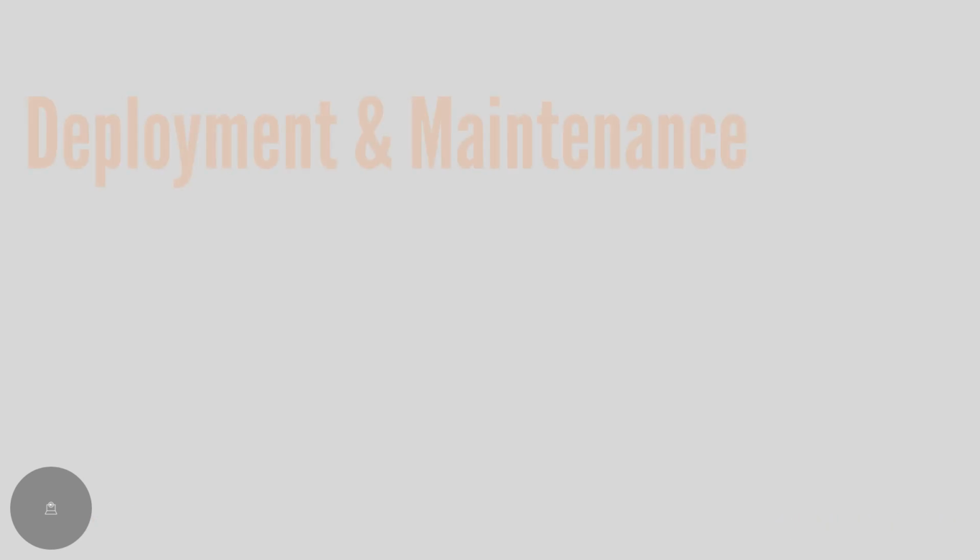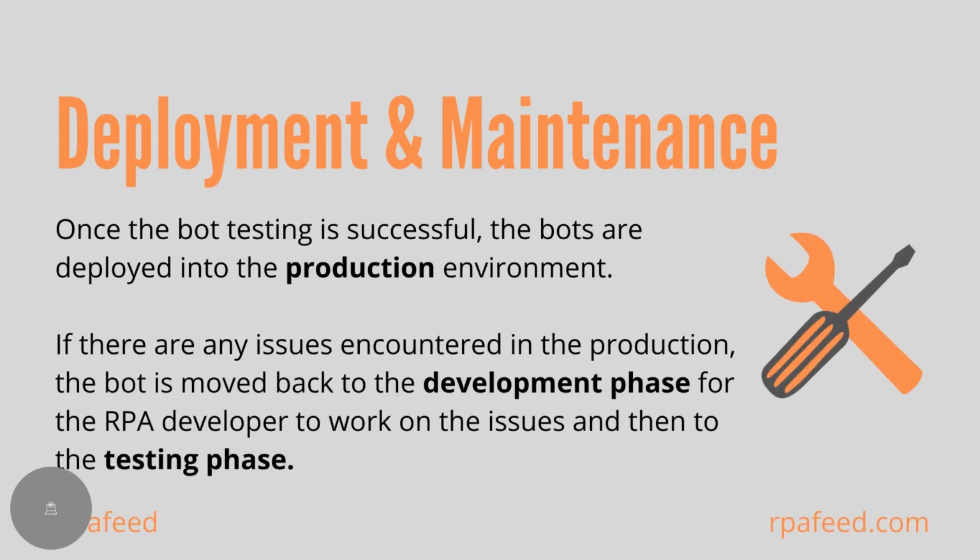Moving to the next step, once your testing is done, we proceed with the deployment and maintenance phase. In this phase, the bot should be ready to be deployed in the production environment. If there are any issues in production post your deployment, the bot is moved back to the development phase and the RPA developers again fix the bugs and work on the bots, and then again it moves back to the testing phase. Once the testing phase is successful, again it goes to deployment and maintenance.